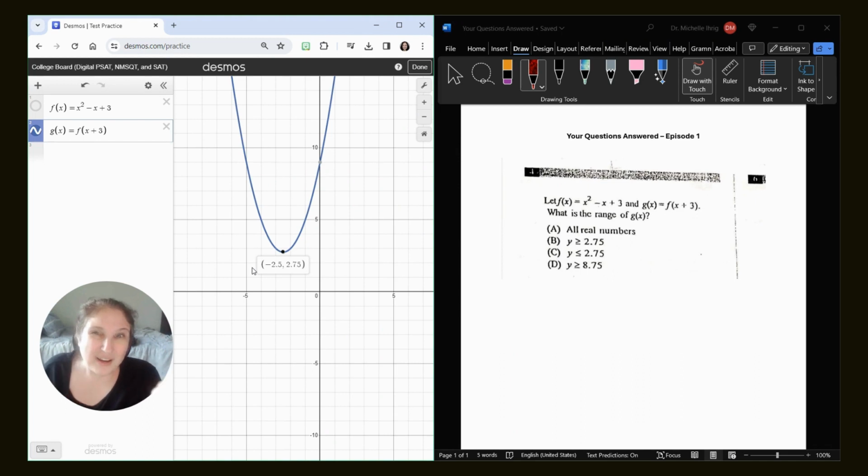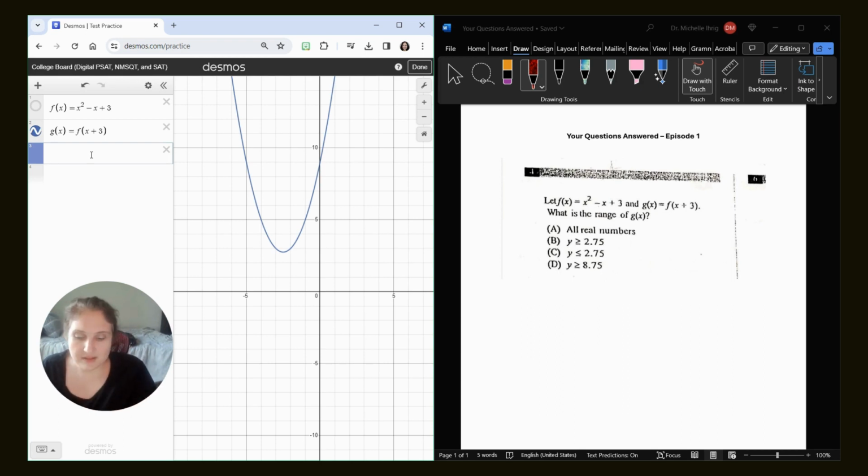But now that I've taught you domain and range so you understand the theory behind it, let me show you what Desmos can do. We can't type in all real numbers necessarily. So we're going to see if the other three work. If one of them works, that's the answer. It's going to be letter B. But if it doesn't work, then we can say it's all real numbers.